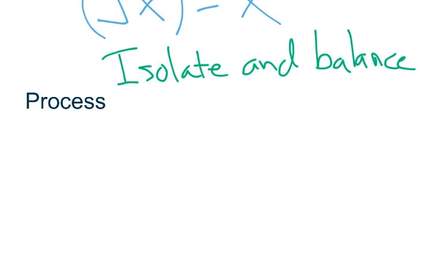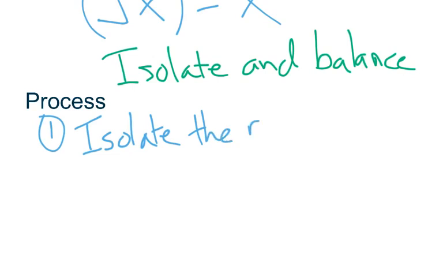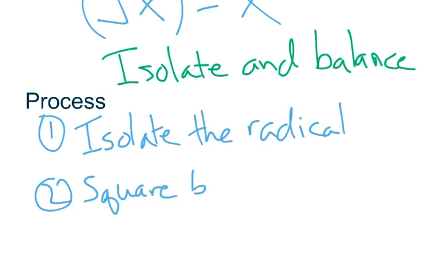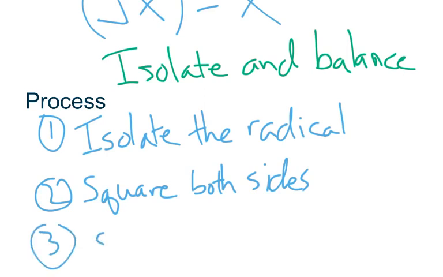Now, as for the actual process, there are a few steps that we need to adhere to. The first step is isolate the radical. The whole idea of squaring one side to undo a radical is only effective when the radical is by itself. After that, you're going to square both sides. And finally, solve. Those are the three steps we'll need for solving radical equations.